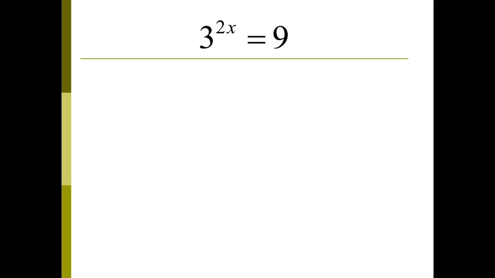Alright, so here's a case where we don't have e, so we're not going to use natural log. Instead, we're going to use a regular log. And I'm going to identify 3 as my base, which means that's going to be the base for my log. So I have log base 3 of 3 to the 2x is going to equal log base 3 of 9.